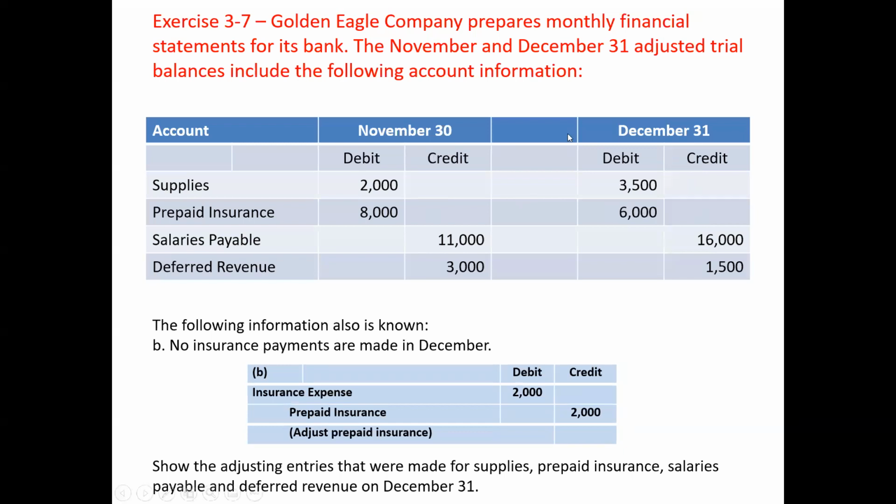Next, we started with prepaid insurance of 8,000. It told us no insurance payments were made in December. But do you see we ended with 6,000? Doesn't that mean we used up $2,000 worth of insurance? So the adjusting entry would have been a debit to insurance expense for 2,000 and a credit to prepaid insurance for 2,000.